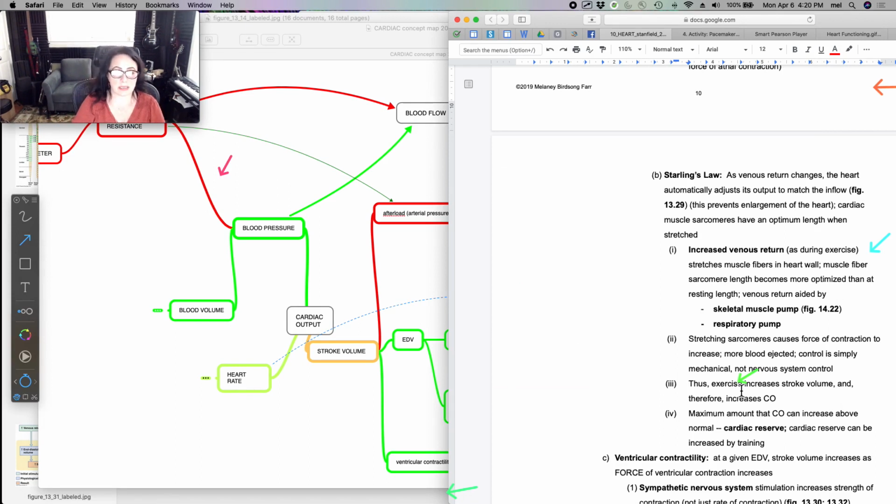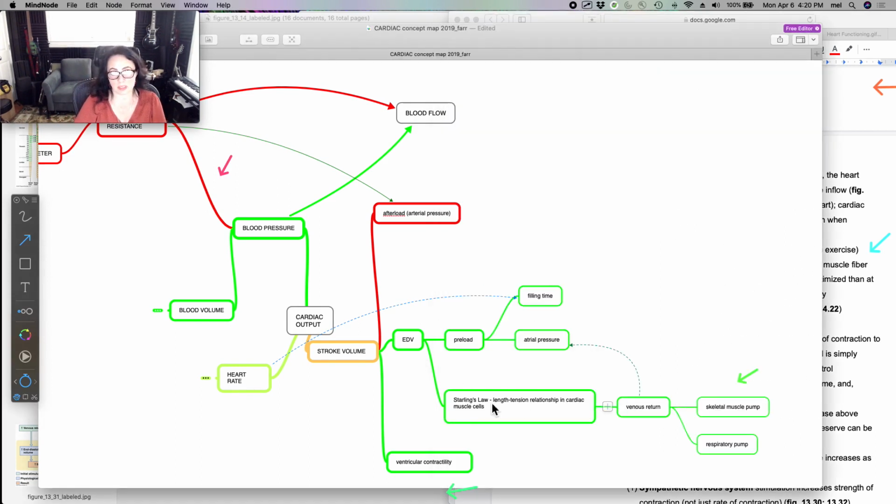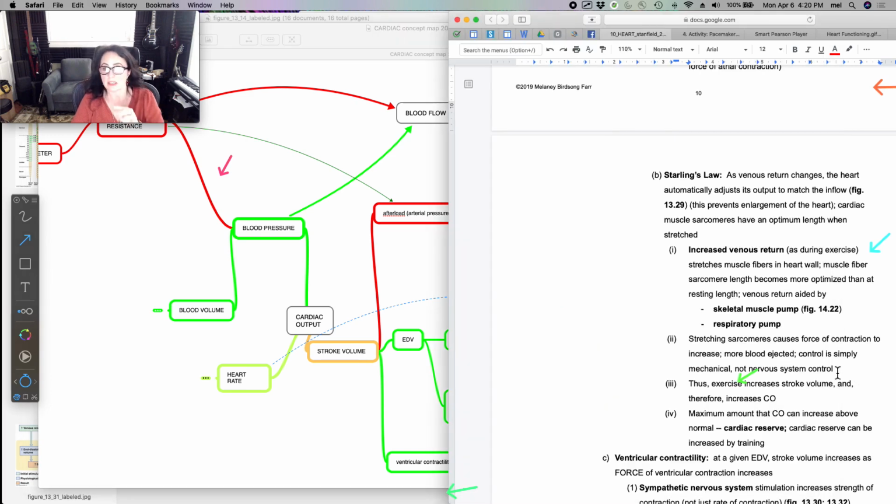Starling's Law is going to impact EDV as well. And it's got some relationship to this other stuff. But basically what Starling's Law is going to say is that the heart actually pumps blood out better when the ventricles are stretched. So stick with me and I can show you how this works. Okay, so Starling's Law, let me get rid of these.